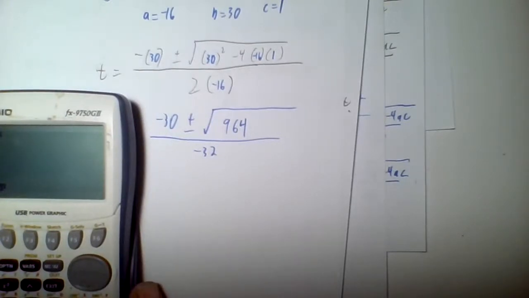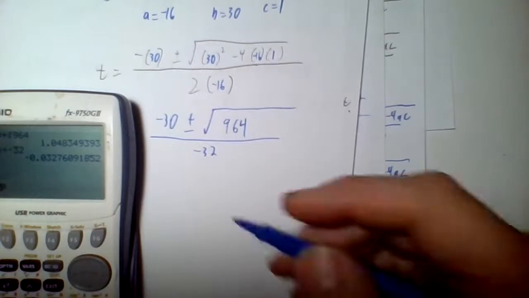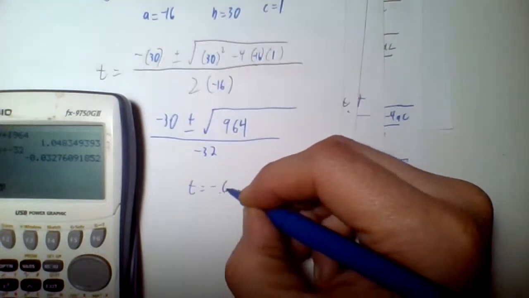negative 30 plus the square root of 964. Don't put the division in here now because you want to make sure that whole expression is divided and not just the last piece of it. So let's get the result. This is the whole numerator now. Comes out to that. Divide it by negative 32. Wait, what happened there? That's positive. Divided by negative 32. Comes out negative. T is negative 0.03.